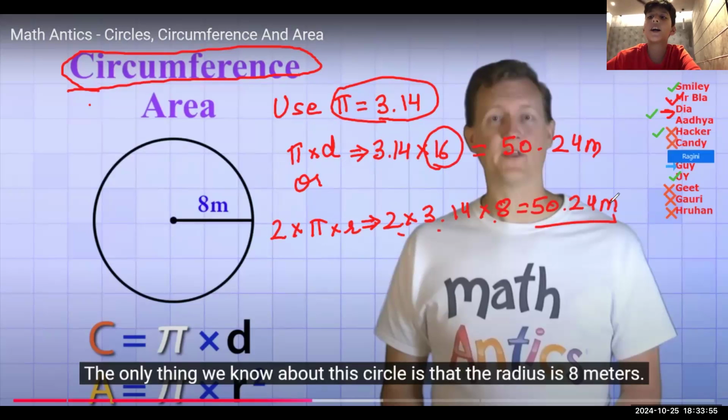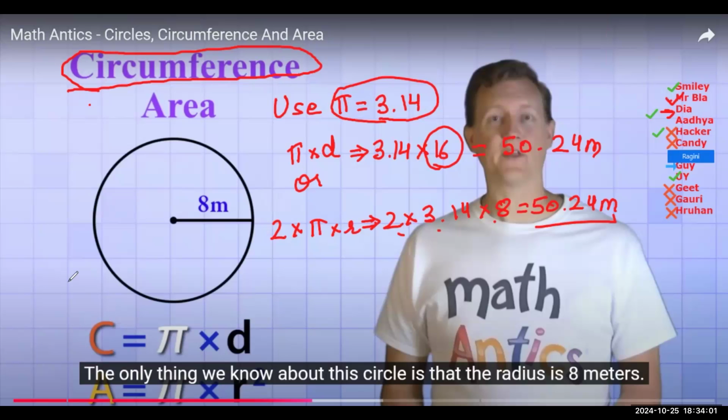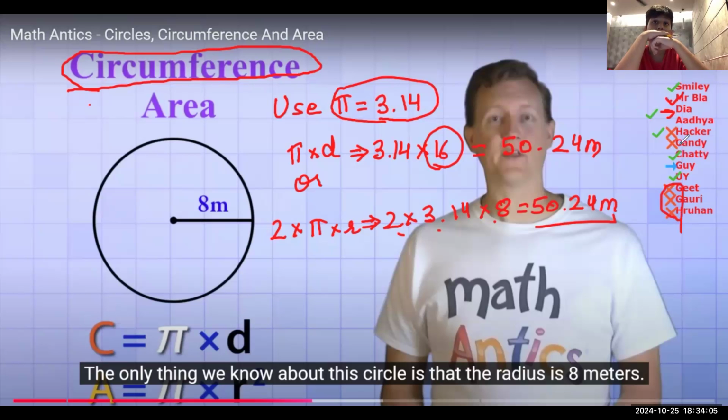Sir, I by chance did a typing error. Sir, I sent 30.24 meter. Okay. So everyone understood? Yes, sir. Sir, can you show the multiplication, because I don't remember how to multiply 2 digits with decimals.